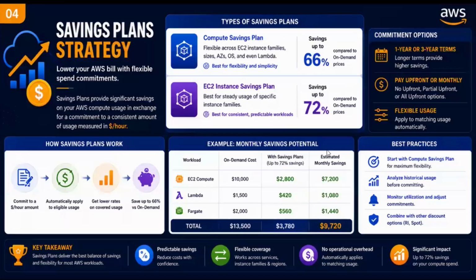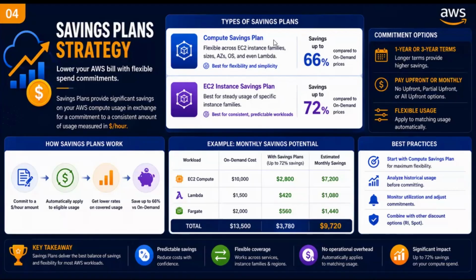Okay, Savings Plans. Now we get into purchase opportunity strategy, and the first one is the incredible power of AWS Savings Plans. Savings Plans provide significant savings on your AWS compute usage in exchange for a commitment to a consistent amount of usage, measured in dollars per hour. Here are the two types of Savings Plans. Understand how a Savings Plan works before you choose and purchase one.